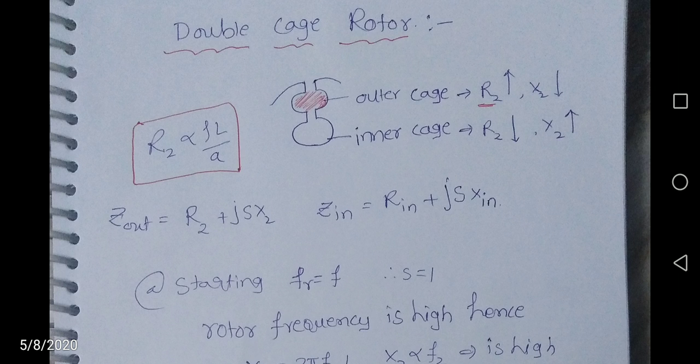Now coming to another structure, the double cage rotor. A double cage rotor is a modified construction of squirrel cage rotor. In a double cage rotor there are two cages: one is the outer cage and one more is the inner cage. The outer cage has the low area and the inner cage has a high area.